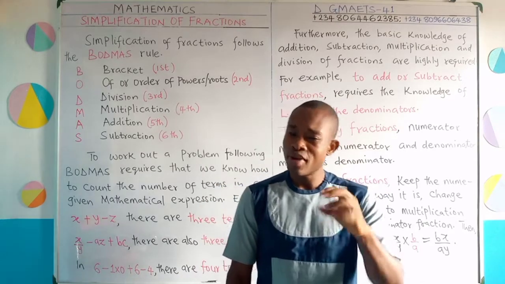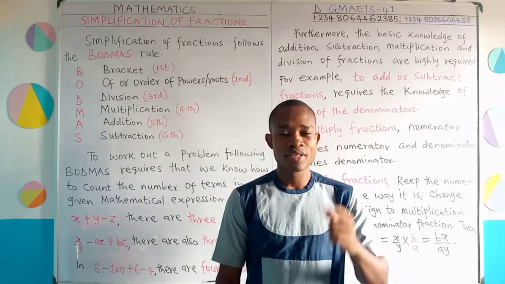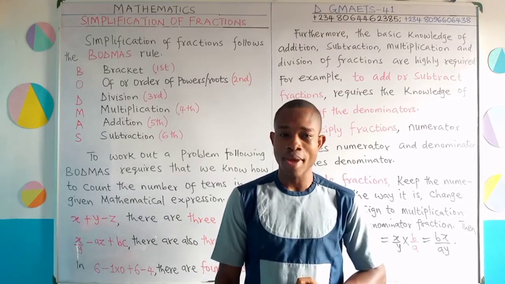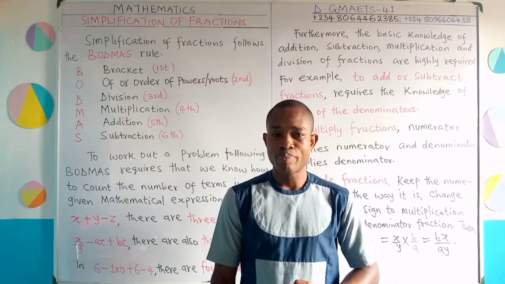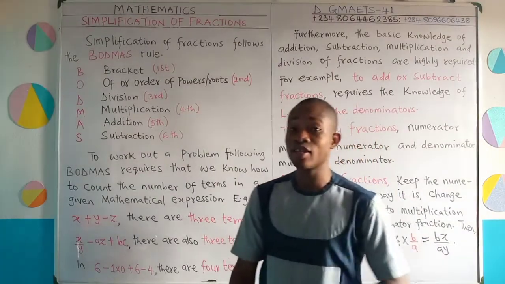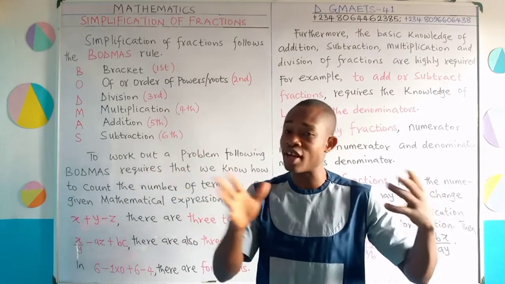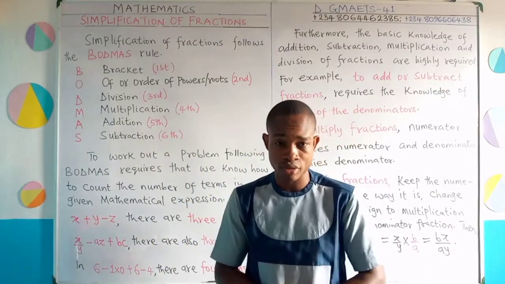The first and most important thing you should know about simplification is a rule known as the rule of BODMAS. Very important. BODMAS. Let's quickly look at the meaning of this. B there stands for brackets, which is the first thing you do. If you have bracket in any given problem, you solve that first before you consider other operation.